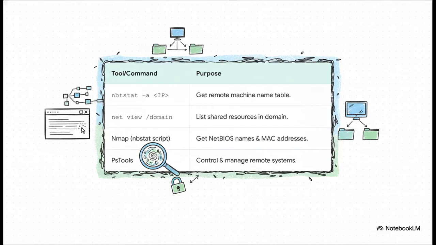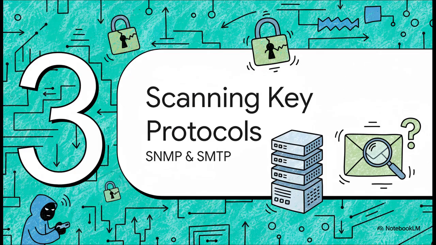And this isn't some secret complex technique. We're talking about readily available tools. Some are even built right into Windows, like NBTStat and NetView. These commands can automate the whole discovery process, making it incredibly fast and efficient for an intruder. But it's not just about Windows file shares. Attackers are also going to be methodically scanning other common protocols, especially those used for network management and email. They're always looking for weak configurations to exploit.